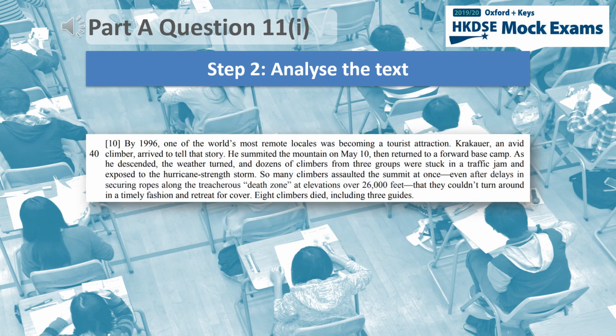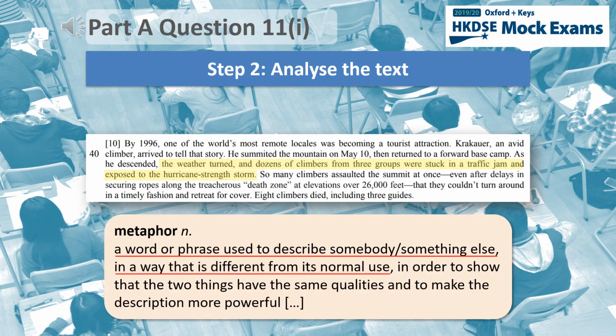Krakauer's ascent is described in line 40. The situation on the mountain is then described in the next sentence. A metaphor is a word or a phrase used to describe something else in a way that is different from its normal use. In this sentence, the phrase that seems a bit unusual is traffic jam.